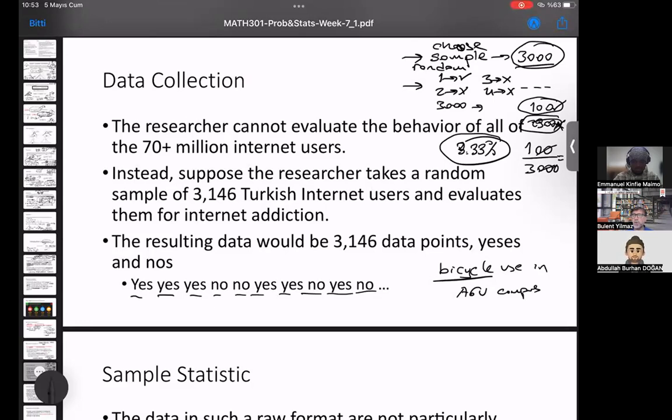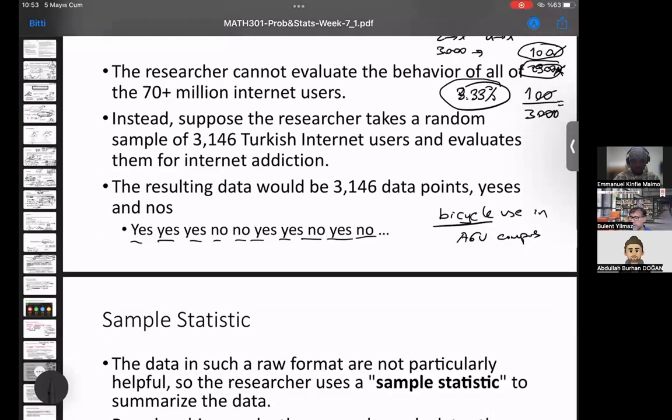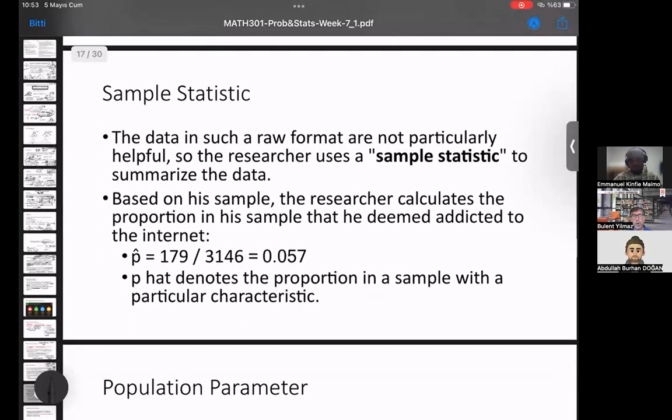Is this clear, guys? Do you understand what I'm talking about? Okay, so I hope you got the main idea here. In the previous case, you found 179 people with an addiction problem out of 3,000 people, so almost 5.7% of the whole population is estimated to have an addiction problem to the internet.